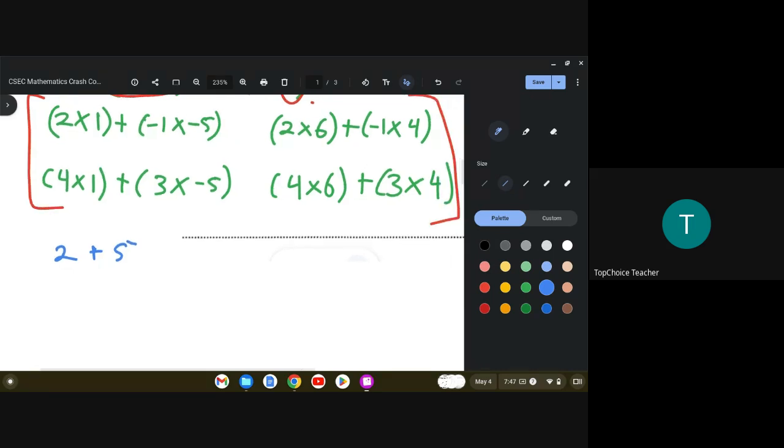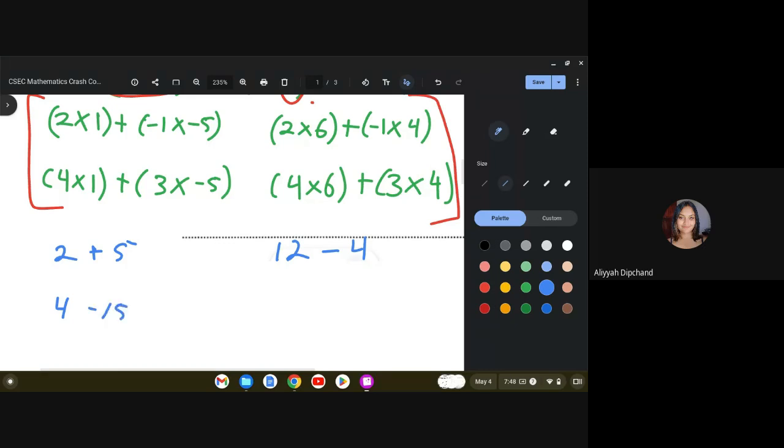What is 2 times 6? We go in here now. 2 times 6. 12. Add, what is -4 times 4? -4. So I'm going to just change it to -4 here. What is 4 times 1? 4. And what is 3 times -5?